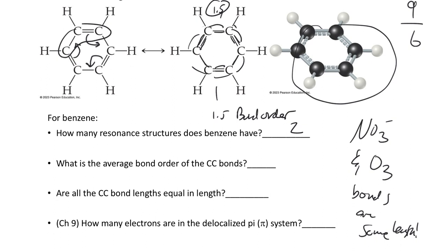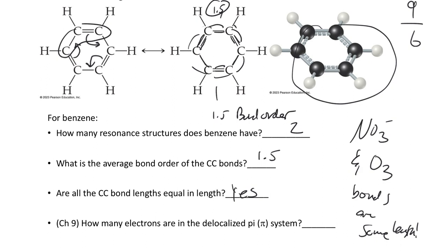The average bond order of the carbon-carbon bond should be 1.5. So never double, never single, they're always 1.5. And that equalizes all the carbon-carbon bonds to have the same length. So all the carbon-carbon bonds should be equal in length.